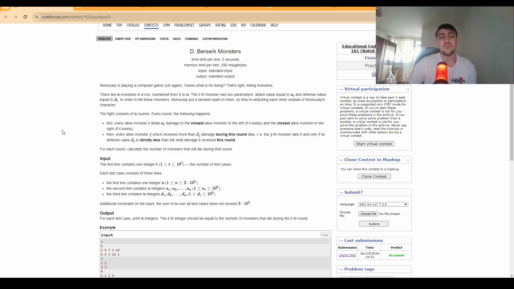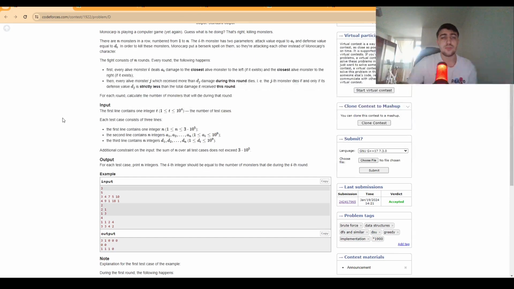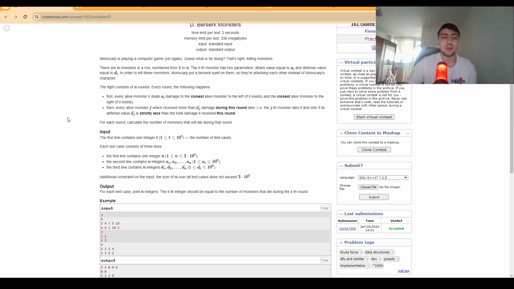So now let's think about what it would mean for a monster to die. We can start with a brute force solution where for each monster we check if the two monsters next to it are dealing enough damage for this monster to die, and we can have this run in n squared. Of course this is not fast enough, but it's a good start. However, we now want to speed up this process.